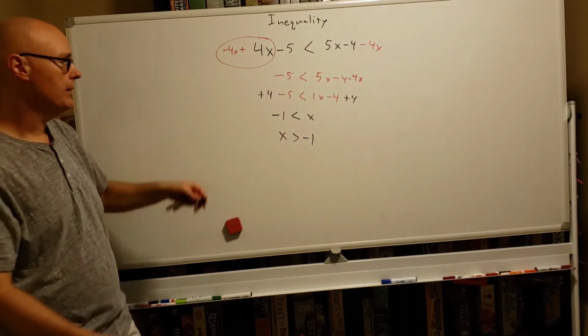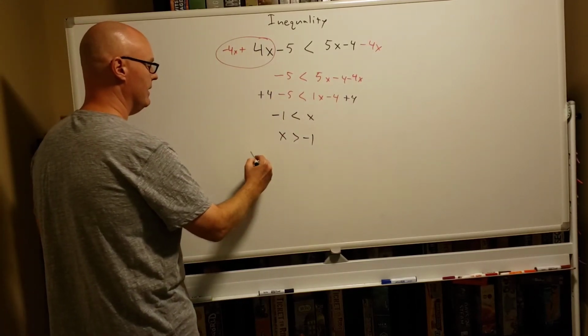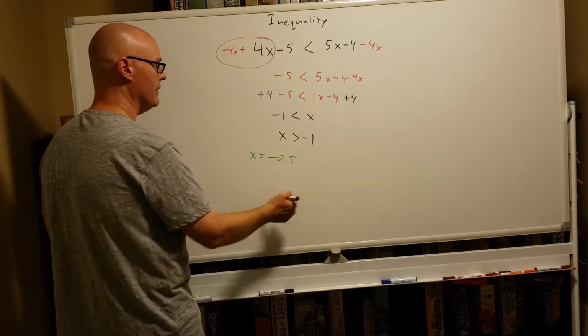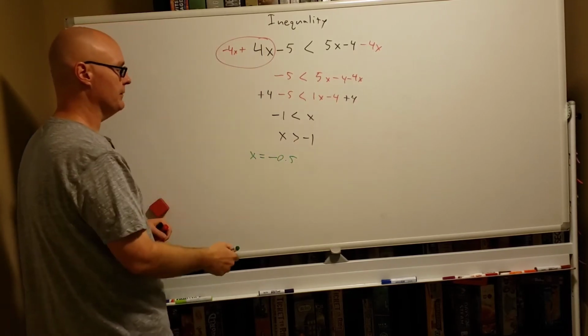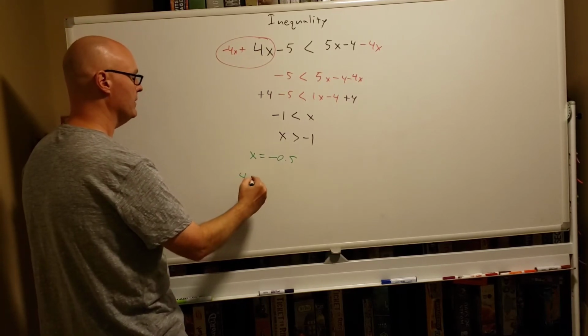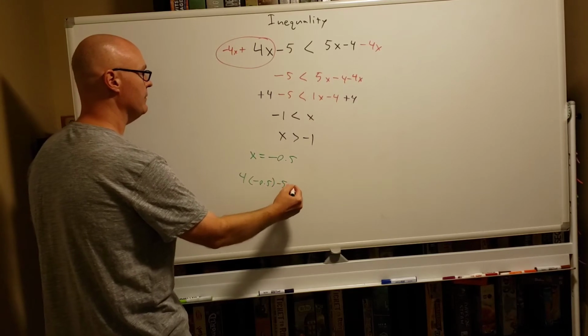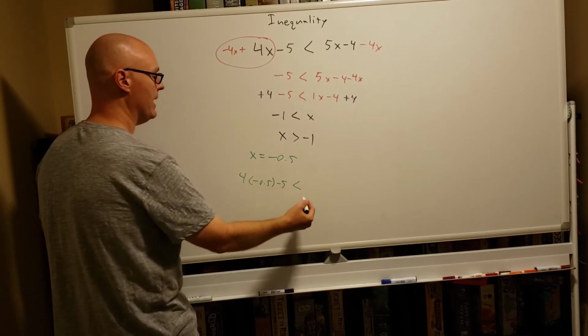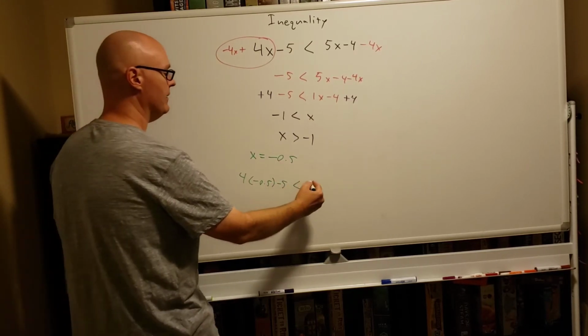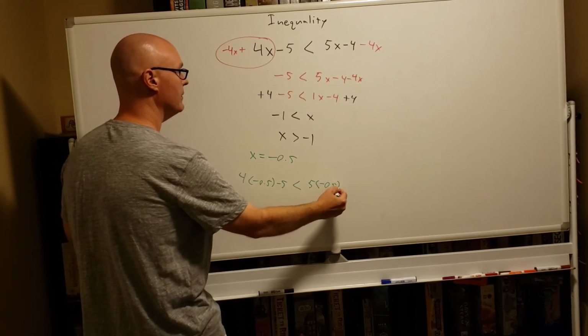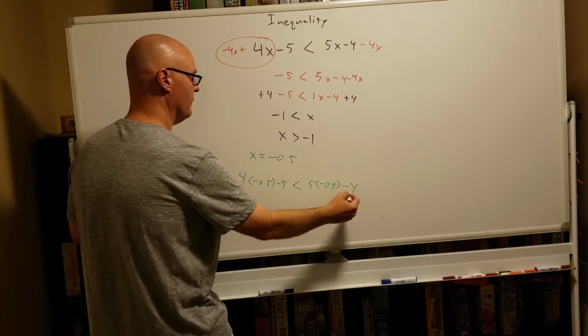So let's see if that's true. Let's say that x is equal to -0.5. Let's see if this is still true. So 4 times -0.5 minus 5, we're saying that that is less than 5 times -0.5 minus 4.